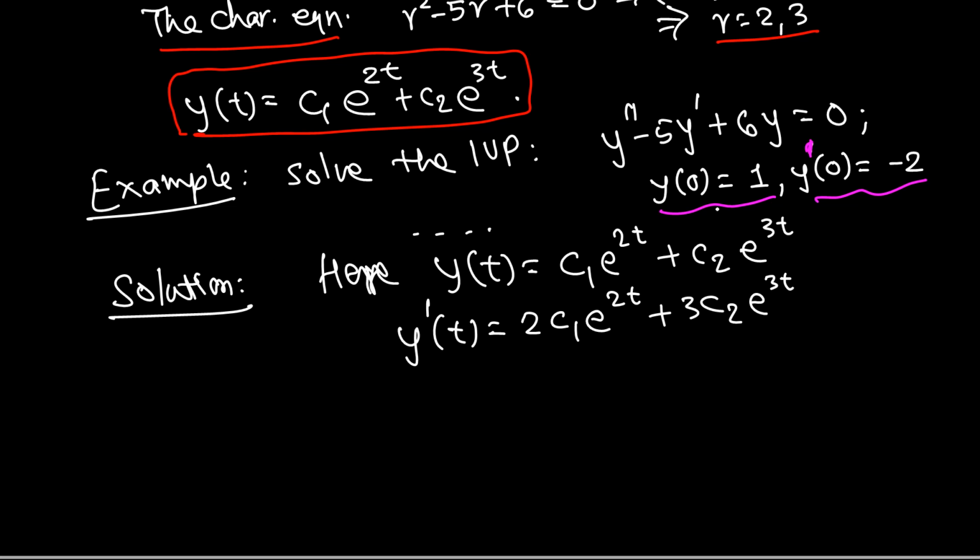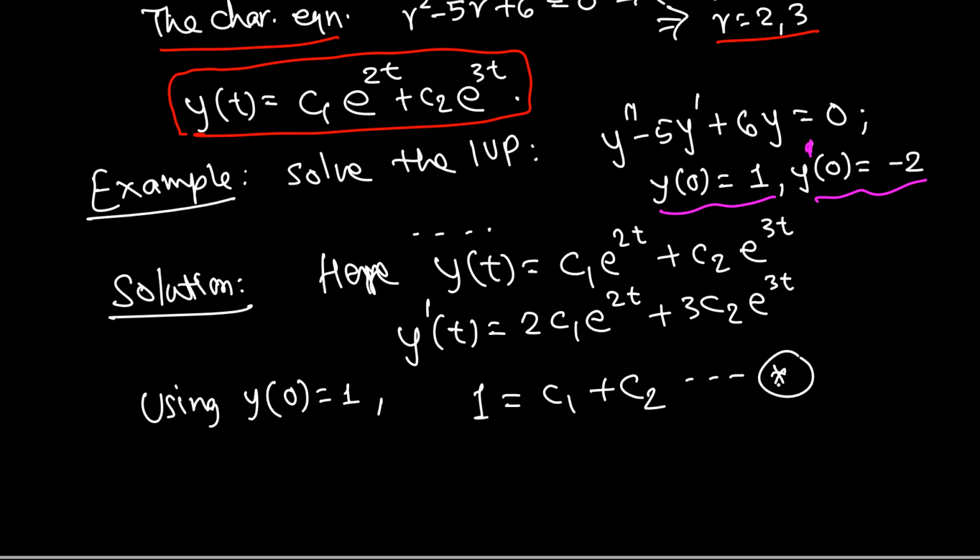Y at 0 equals 1. Let's apply it here. Using y(0) equals 1: y is 1 when t is 0. So c1 e raised to 2 times 0, e raised to 0, which is 1. c1 times 1, just c1, plus c2 times e raised to 0, same thing, c2. Let's call this star.